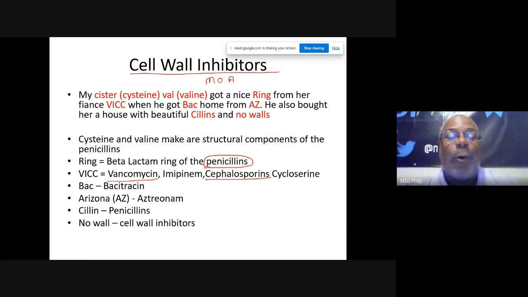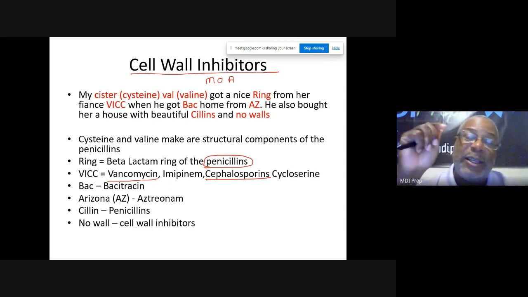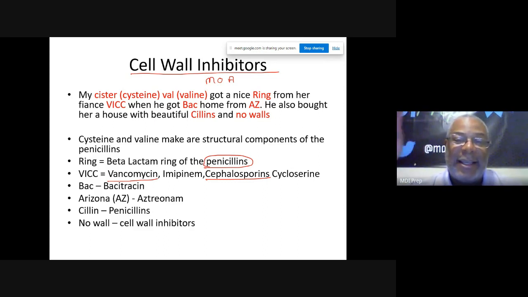Okay, so what that means is this. Bacteria have a cell wall. We do not have a cell wall. We have a cell membrane. So that means that if you have an antibiotic and it targets the cell wall, that means it will be good for killing the bacteria and not really causing harm to us.